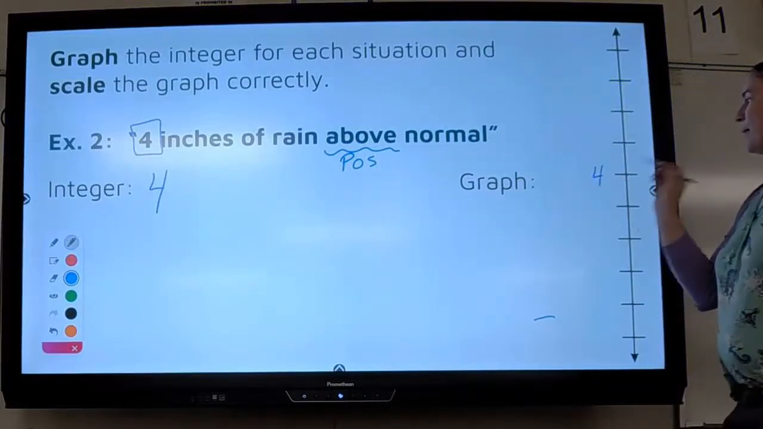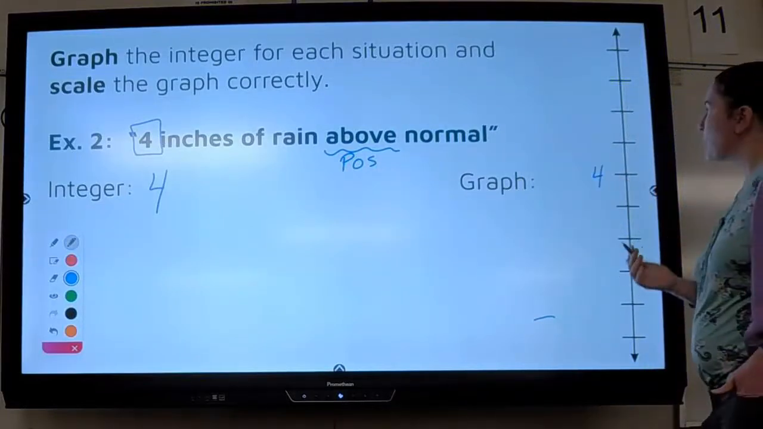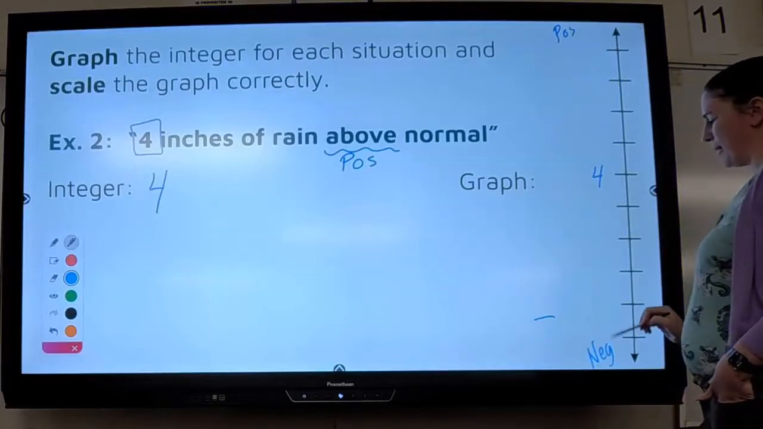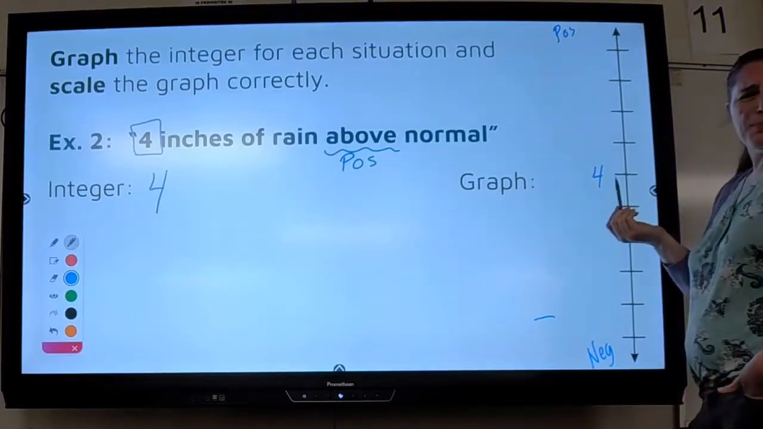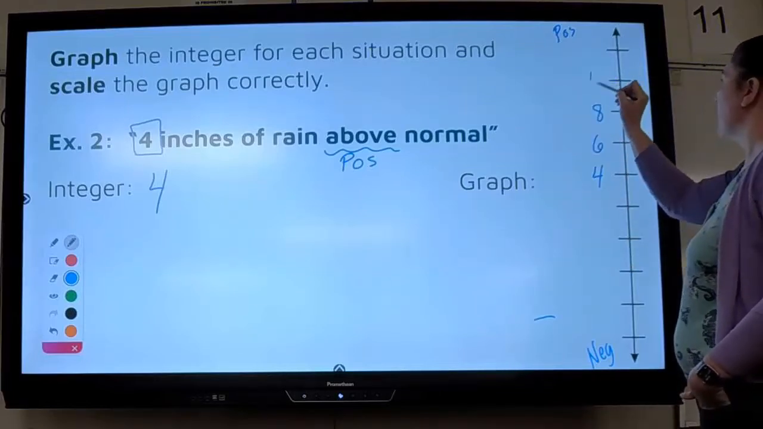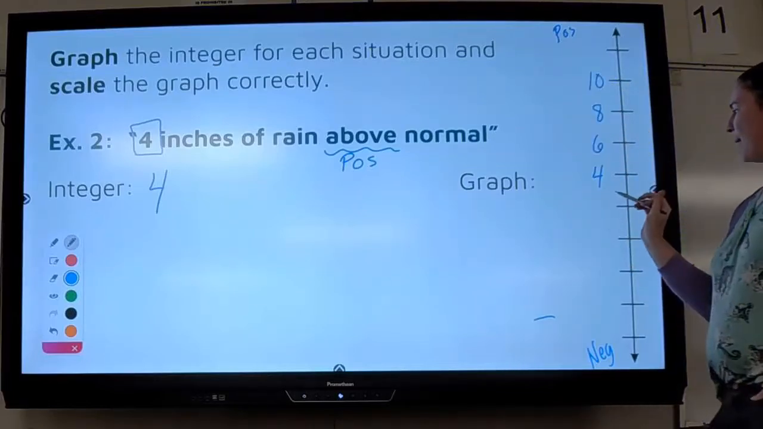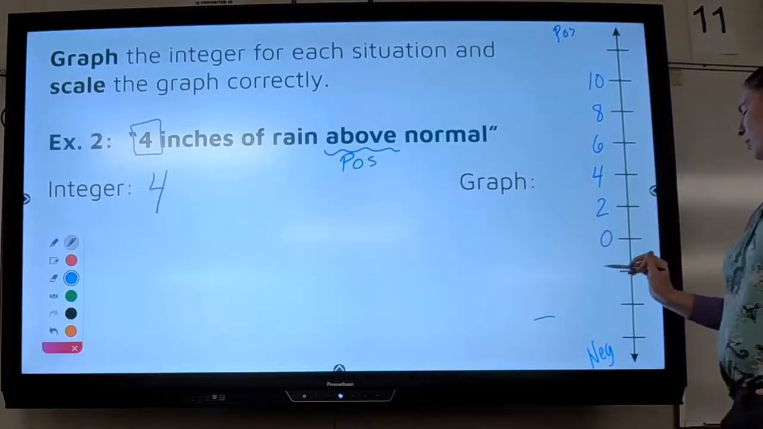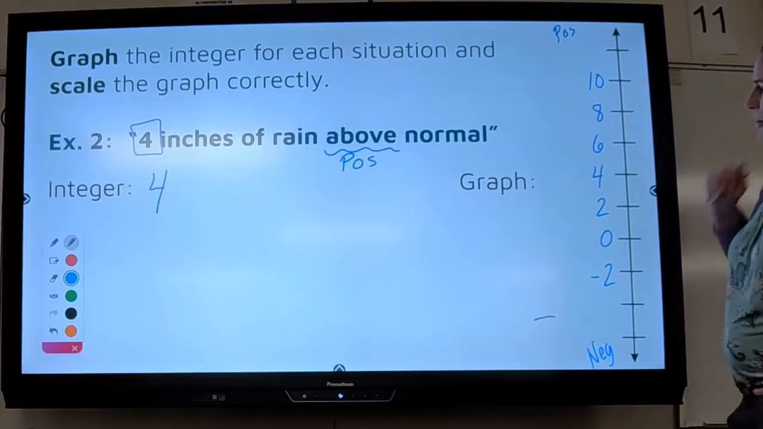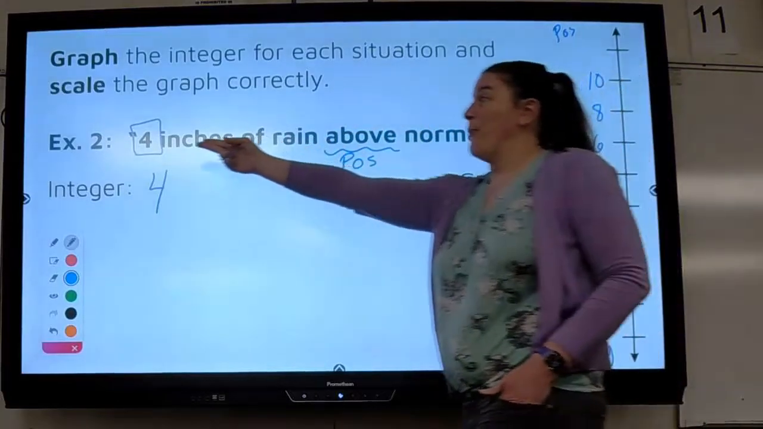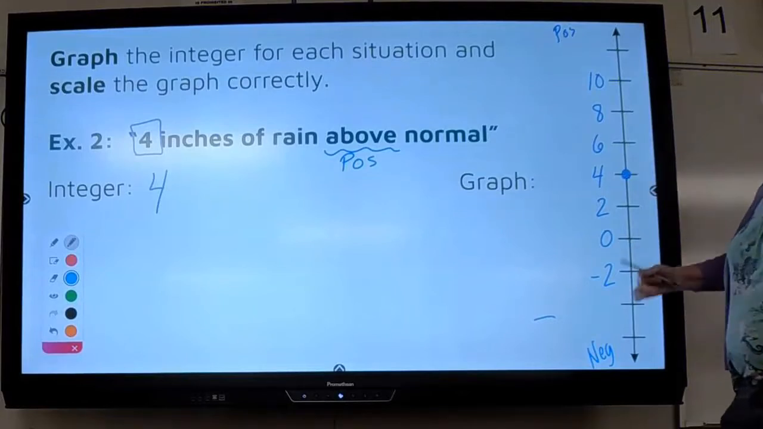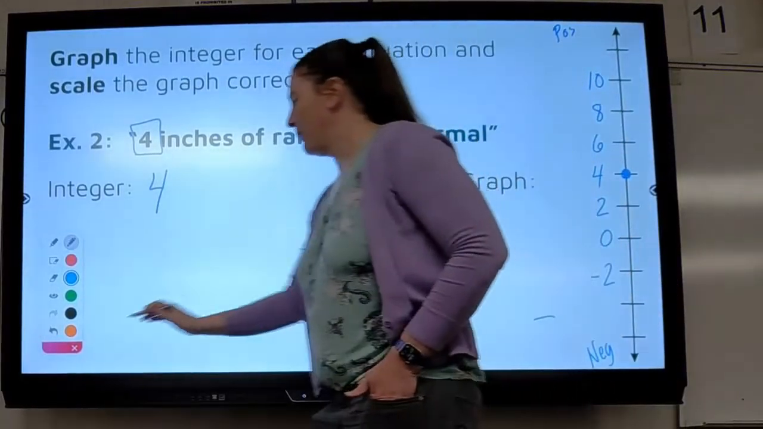So I'm going to put my 4 kind of in the center. I'm going to skip count by twos, right? So this is more positive up here, and this is more negative or less, right? So I'm going to skip count by twos just to scale it. So I have 4, 6, 8, 10. That's good for me. And then 2, 0, -2, right? See how the distance between these two is always 2. Now I have to graph 4, right? So I'm going to go ahead and put a dot on 4. I didn't have to skip count by twos, but I did. Let's go to the next problem.